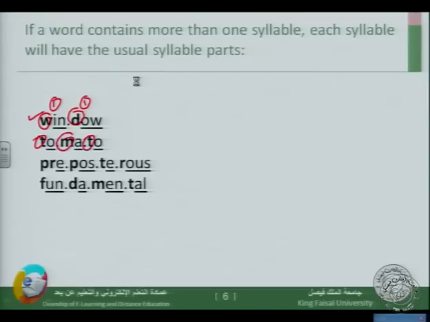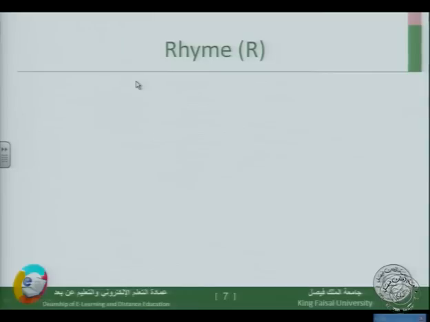So we have 2 syllables, 2 onsets. Tomato. The same here. We have 3 onsets, 3 syllables. Preposterous. We have 4 onsets and 4 syllables. Fundamental. All of these circled letters are consonants. So it's a good idea to generalize that all onsets are always consonants in English. Okay? So if a word has 2 syllables or 3 syllables, each syllable will have the usual syllable parts.